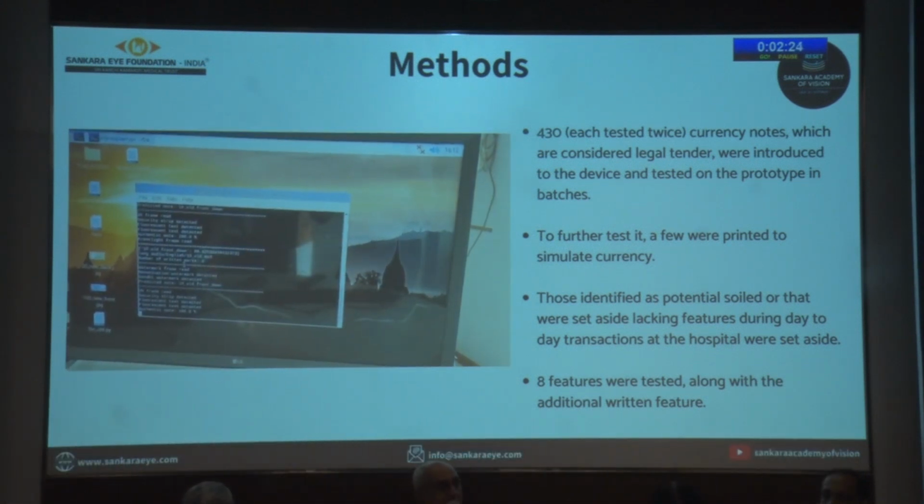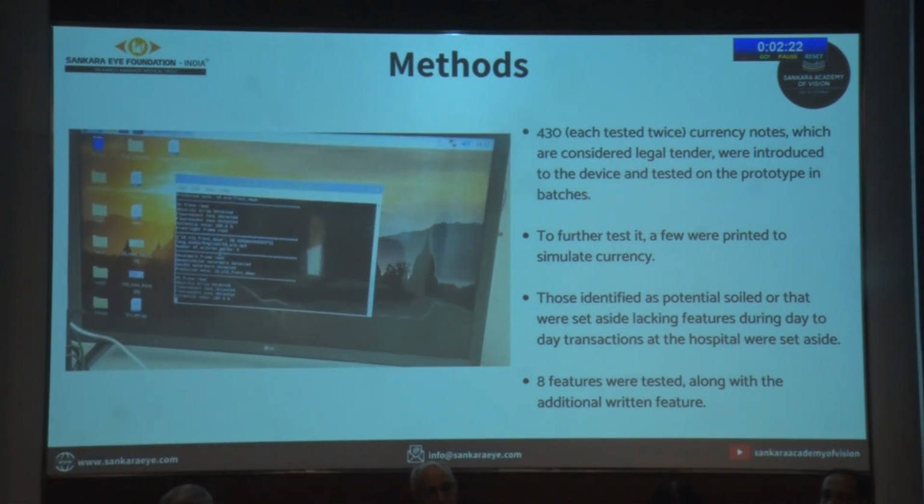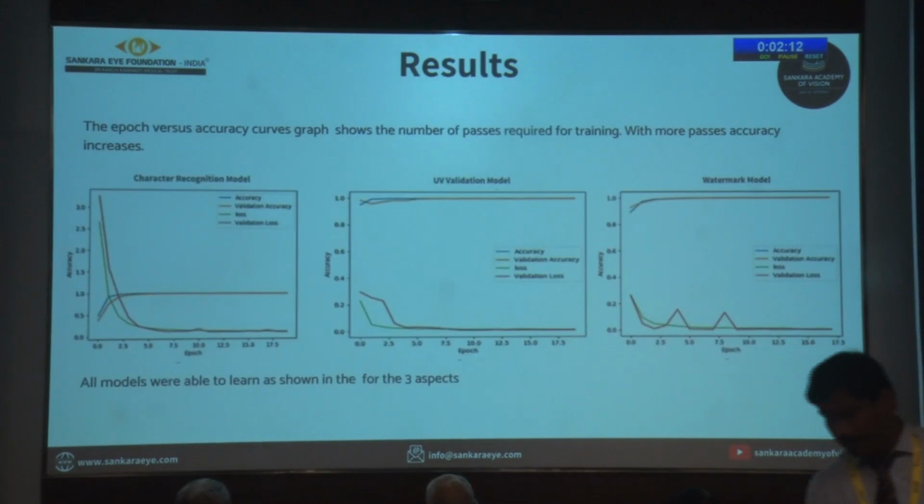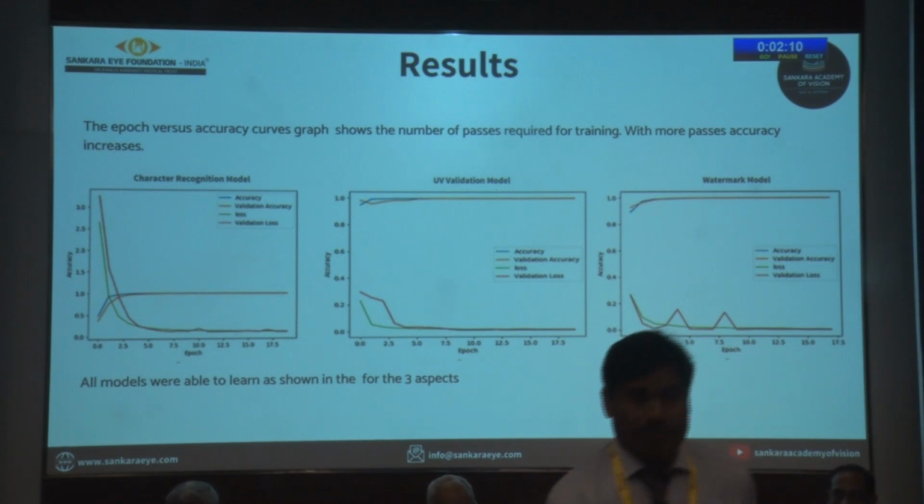UV test passed. Authentic note. So we looked at 8 different features. We also looked at whether the notes were soiled or written on, so we took notes that were in our finance accounts department from day-to-day transactions. And we looked at how the model worked.